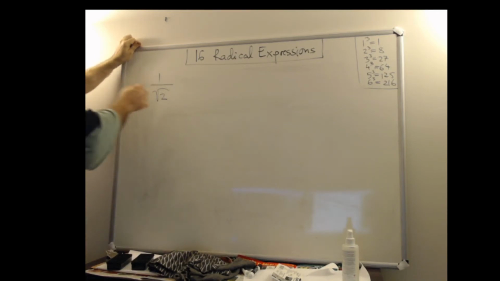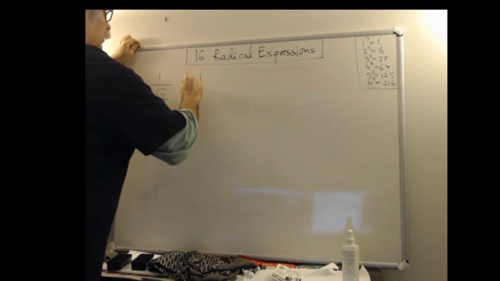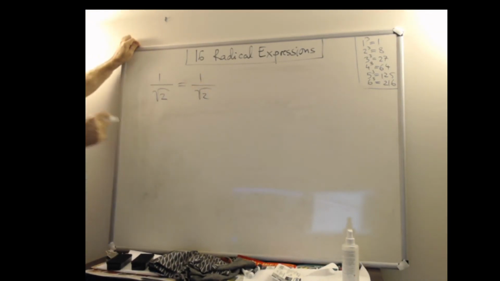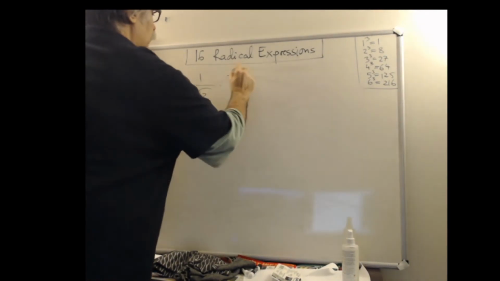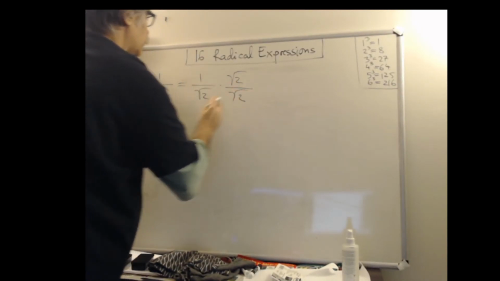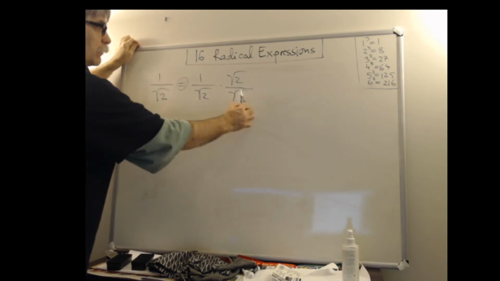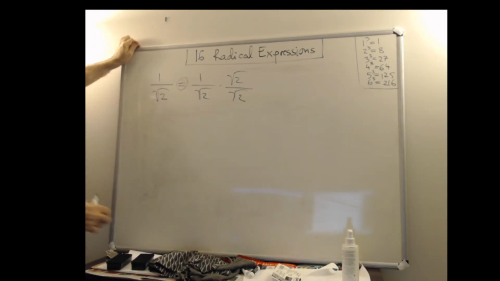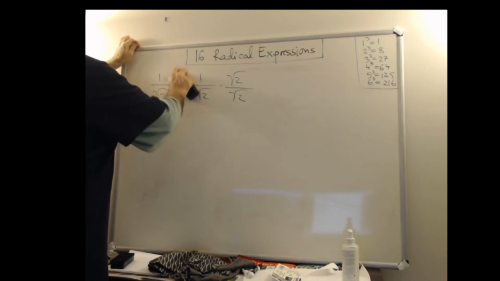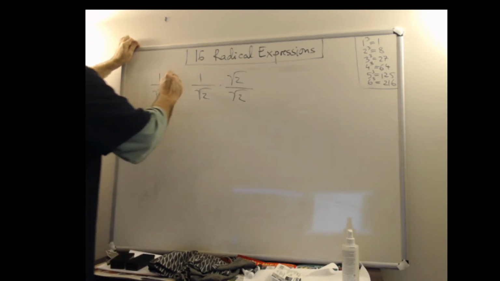So it's nicer not to have a radical in the denominator. How do you accomplish not having a radical in the denominator? This is the way. First of all, you can see that this holds because this is 1. And when you multiply a number by 1, it stays the same. So I'm not violating anything here.